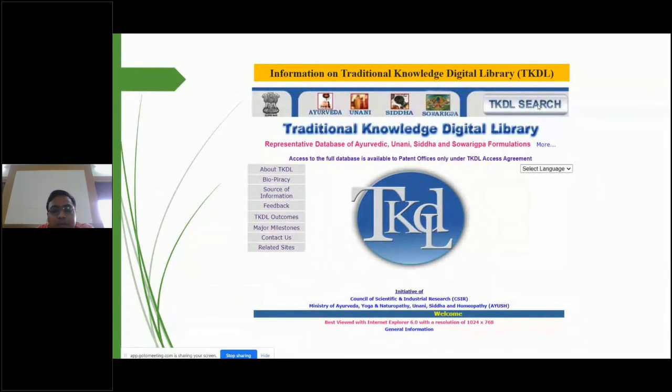Near about 250 patents which were already filed before TKDL returned to India, or they objected or converted these patents to the name of India. 250 patents before the TKDL. That is the importance of that TKDL.